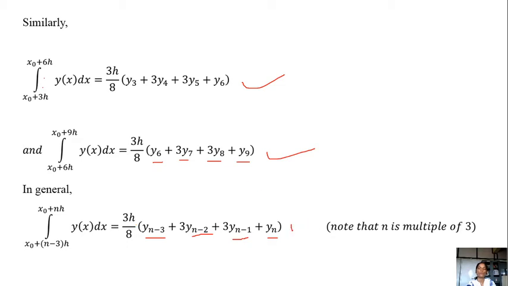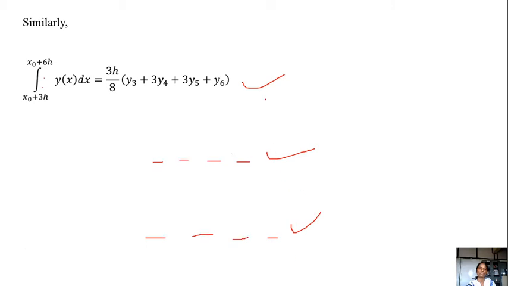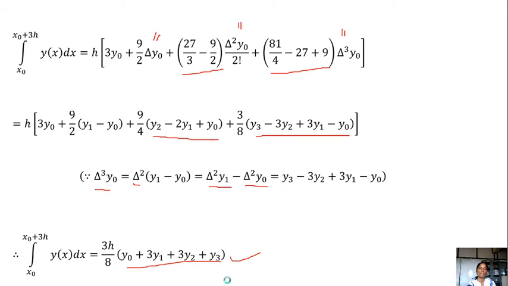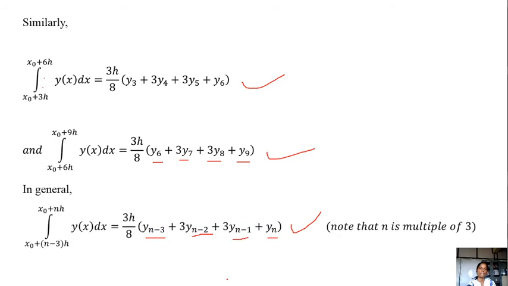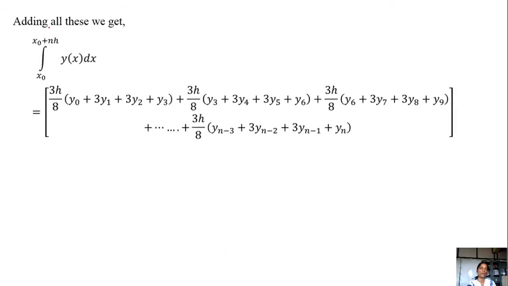And in the next step you have to add all these integrals. So next step is adding all these. Obviously, if you add the LHS integrals and combine them together, you will get the integration from x0 to x0 plus nh of y dx, and whatever RHS integrals I have just written. And in the next step you have to collect these terms together.